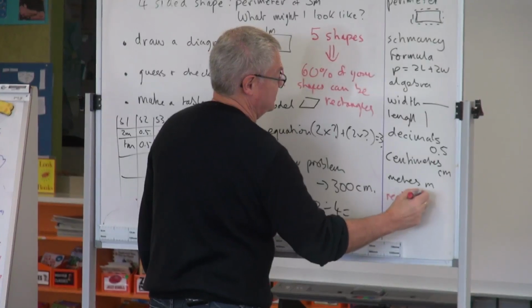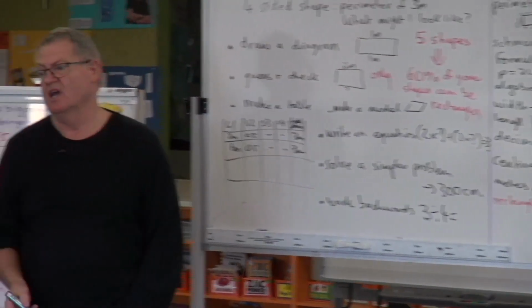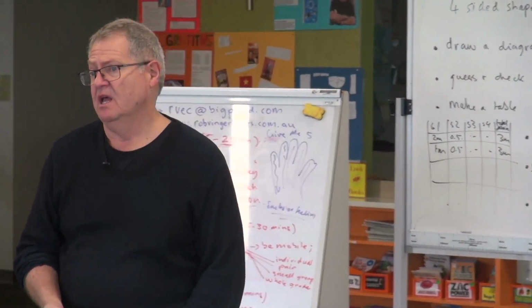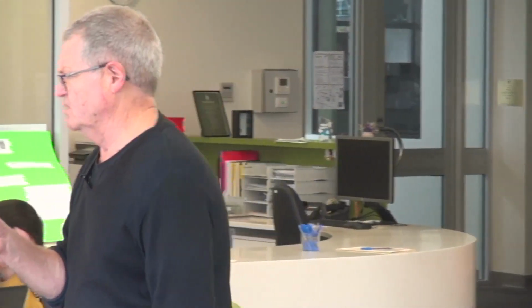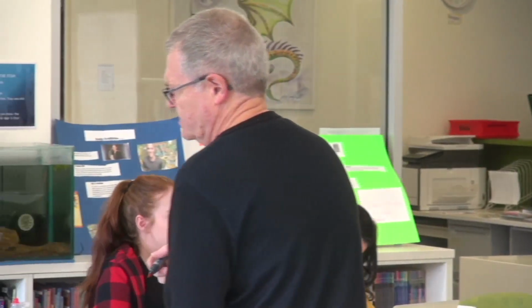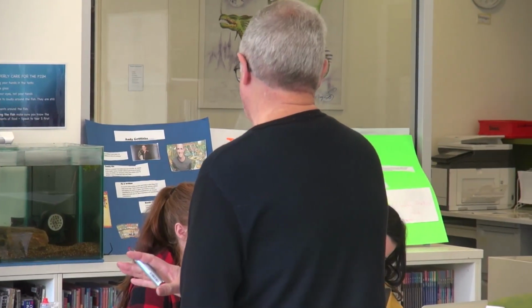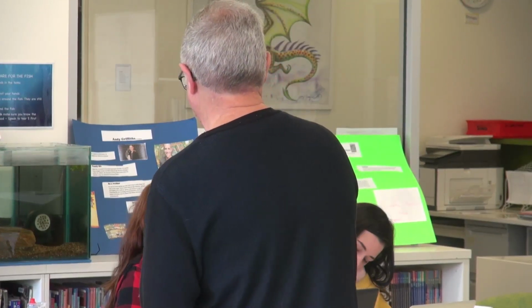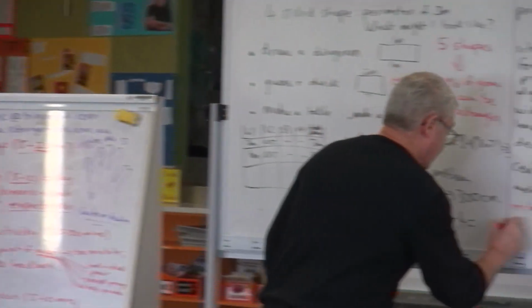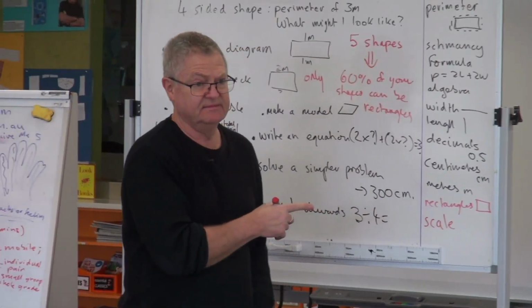Only 60% of your shapes can be rectangles. All right, Kiara, what strategy are you going to go with? Draw a diagram. So you're all going to present 5 schmancy diagrams at the end, but Kiara's just going to draw some rough ones to get us started.